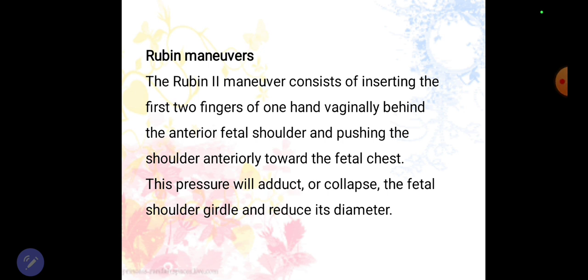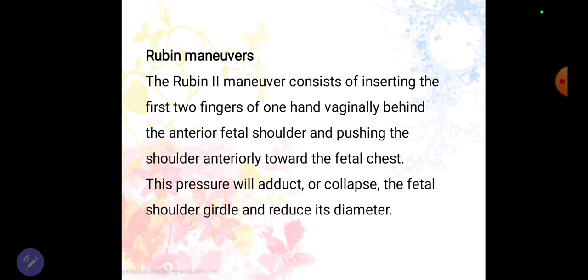In the Rubin 2 maneuver, insert two fingers vaginally and try to raise the posterior aspect of the anterior shoulder and press. By this, either you collapse and reduce the bisacromial diameter or dislodge the anterior shoulder from the symphysis pubis into an oblique line. This will aid in delivery of the fetal shoulders by gentle axial traction. If failed, go to the next maneuver.